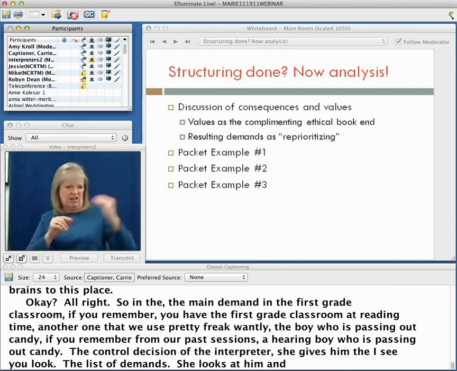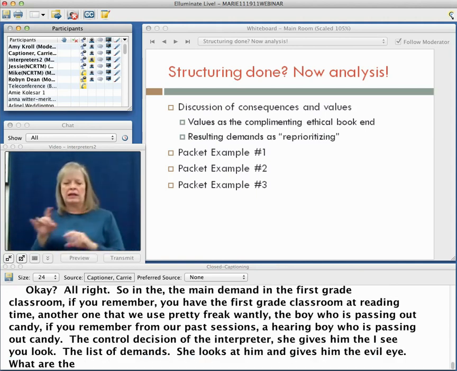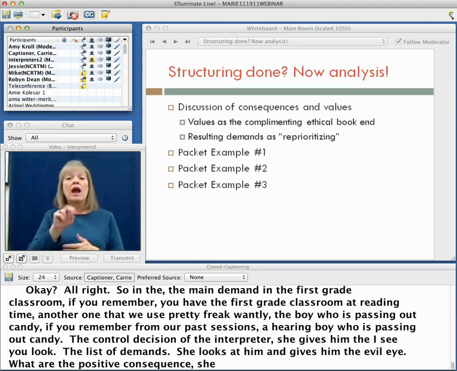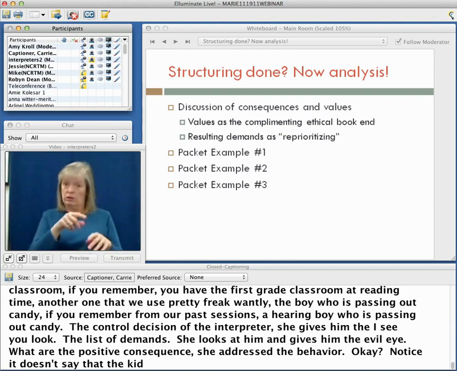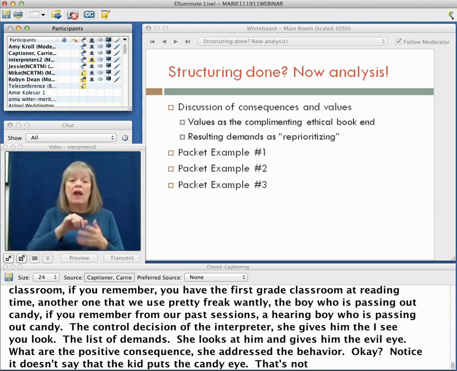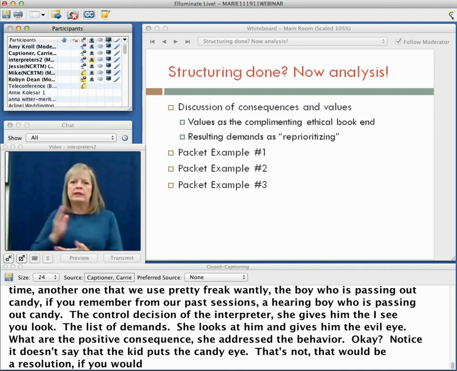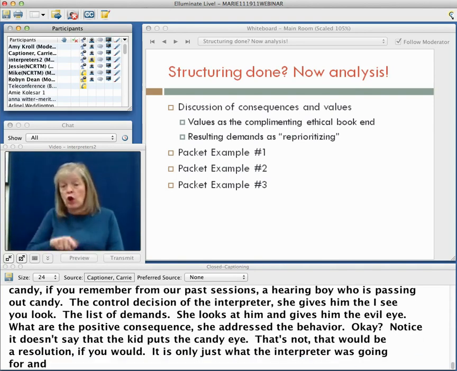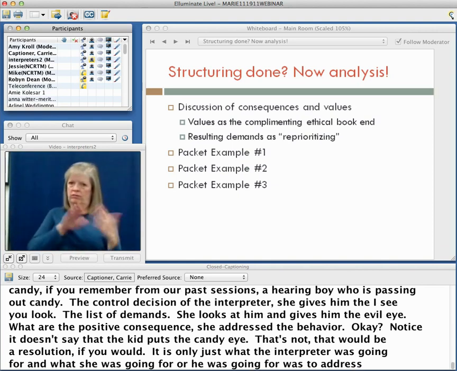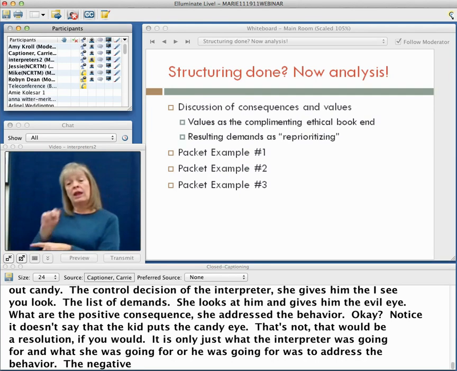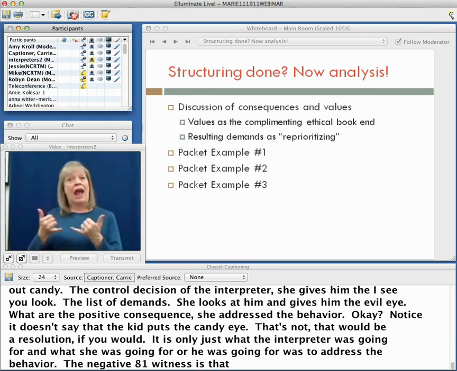What are the positive consequences? That she's addressed the behavior. Okay? Notice it doesn't say the kid puts the candy away. That would be a resolution. It's only just what the interpreter was going for, and what she was going for was to address the behavior. The negative consequence is that the interpreter asserts herself into a position of authority.